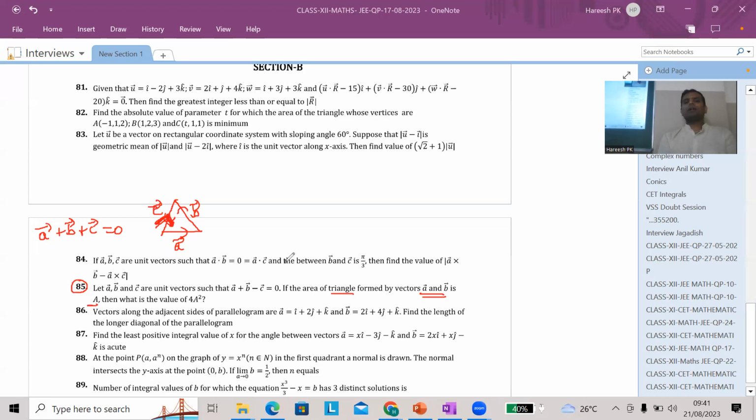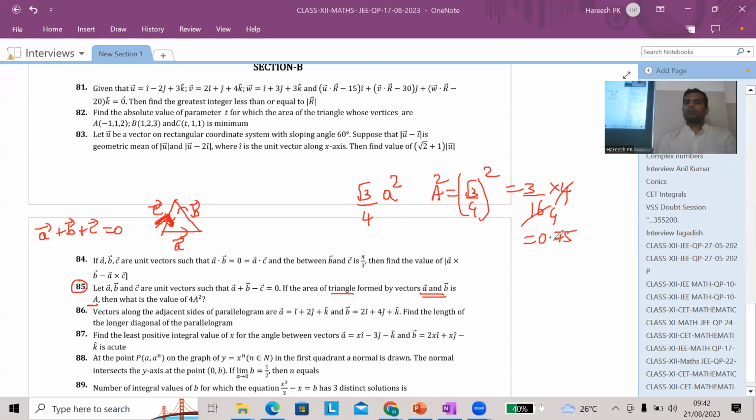So the formula for the area of an equilateral triangle is √3 by 4 into a square, where a is the length of the side. How much is the length of the side? Just now we figured out, 1. So that means area is √3 by 4. They are asking A square, which is 3 by 16 into 4. How much is that? 3 by 4. The answer is 0.75.